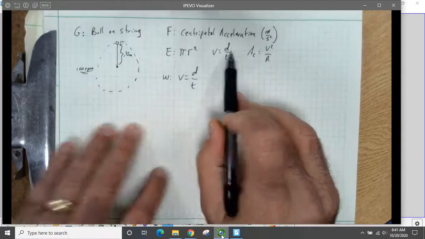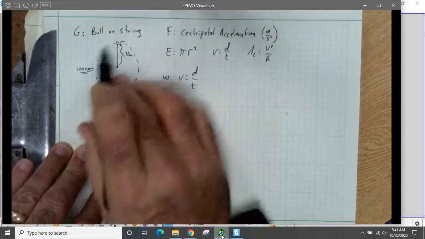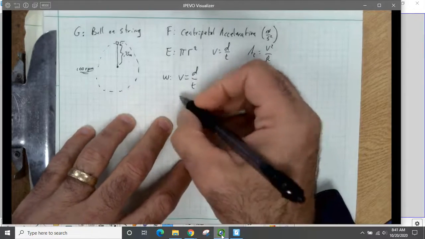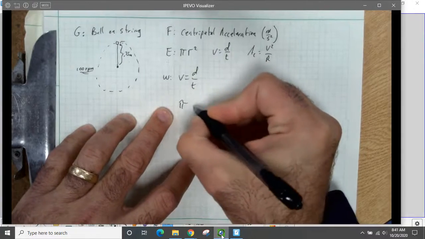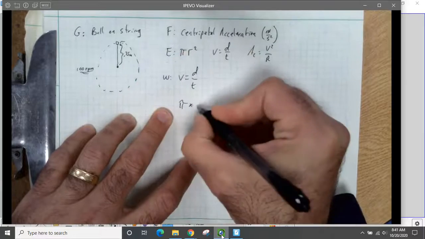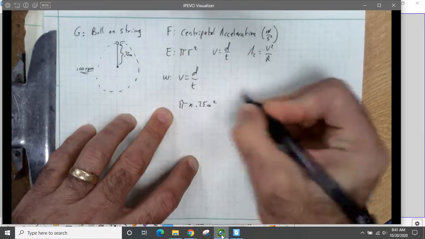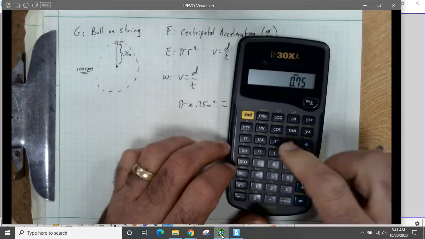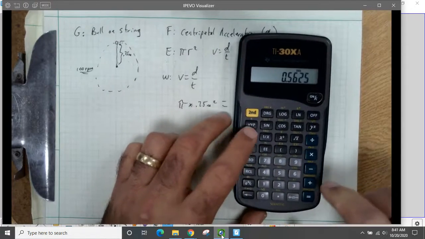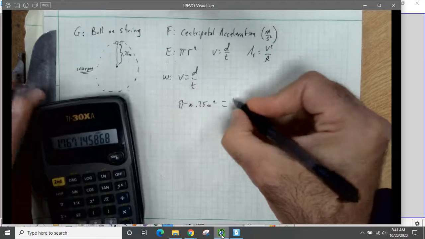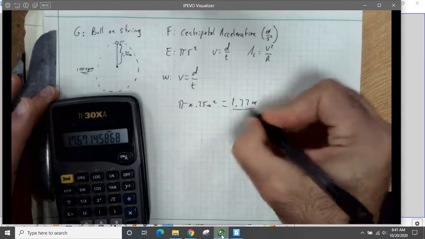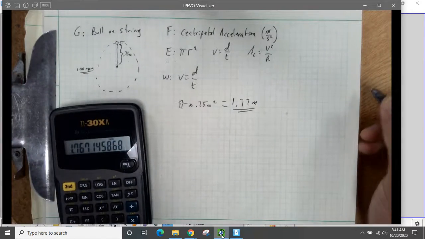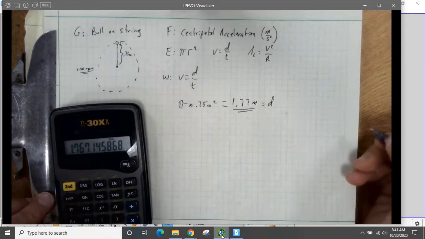But the distance is the circumference of the circle. So that is going to be 2 pi times the radius, 2 times pi times 0.75 meters, which equals 4.71 meters. That is the circumference. That equals d, the distance around the circle.